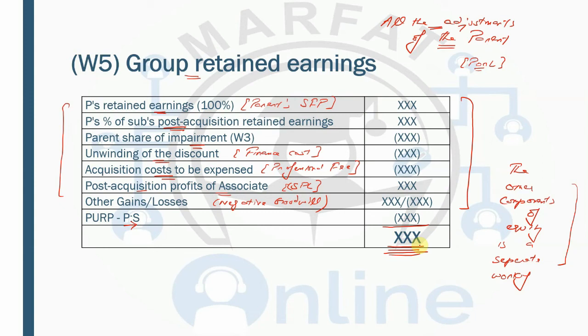Now, this is the basic format right in front of you. There are many things, so you cannot learn all those things. Just do remember that any adjustment which is related to the parent, and the second point is that it should be related to the profit or loss, not the other comprehensive income or the other components of equity, because that has a separate working.